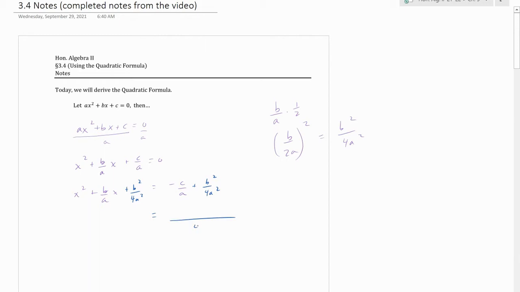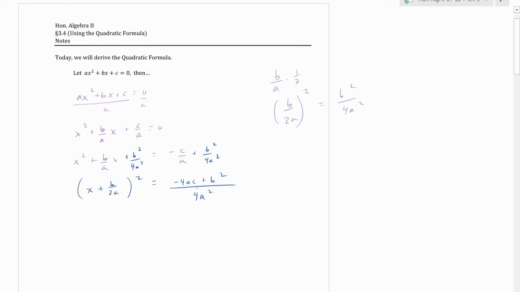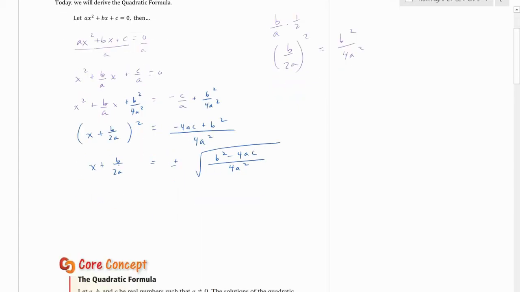Okay, over here on this side, I need a common denominator. On this side, I just created my perfect square. It's x plus b over 2a, all squared. And then you just ask yourself, okay, what do I square to get this thing? Well, whatever that is, either positive or negative, the square root of that thing. And most people don't like to leave negatives, so I'm going to rearrange the numerator. So if I want to get x by itself, I'm going to bring this over.